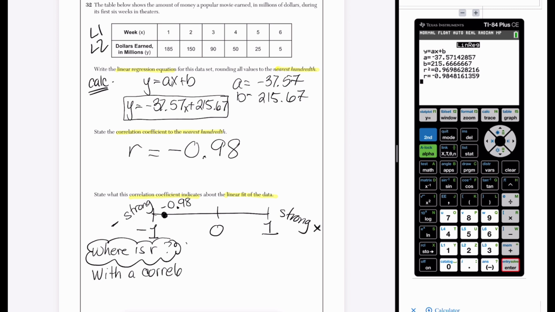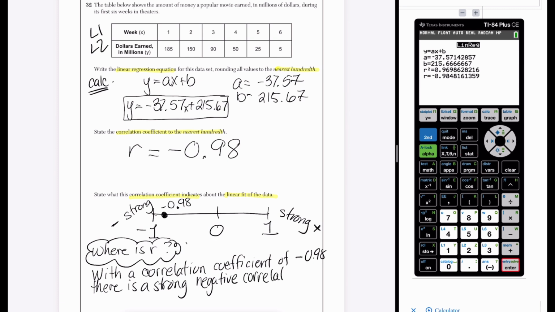With a correlation coefficient of negative 0.98, there is a strong negative correlation. So let's talk about what that actually means.